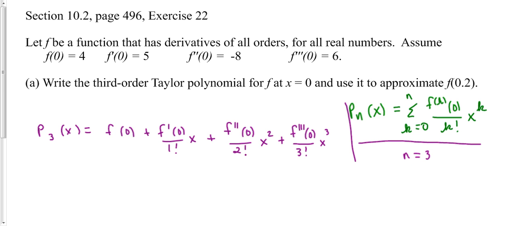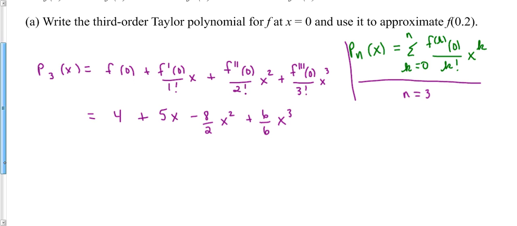And then we already have all of these values for f and its derivatives evaluated at 0. So we can really just substitute in. So f of 0 is going to be 4. f prime at 0 is going to be 5 times x. f double prime at 0 is going to be negative 8 over 2 times x squared. And f triple prime is going to be 6 over 3 factorial, which is also equal to 1 times x cubed. Now we can clean this up a little bit.